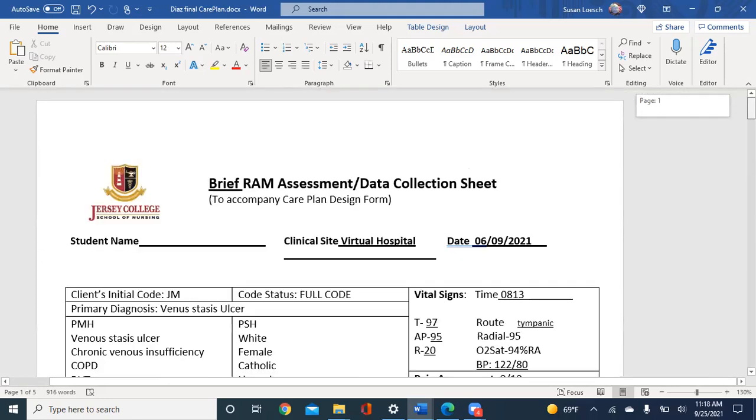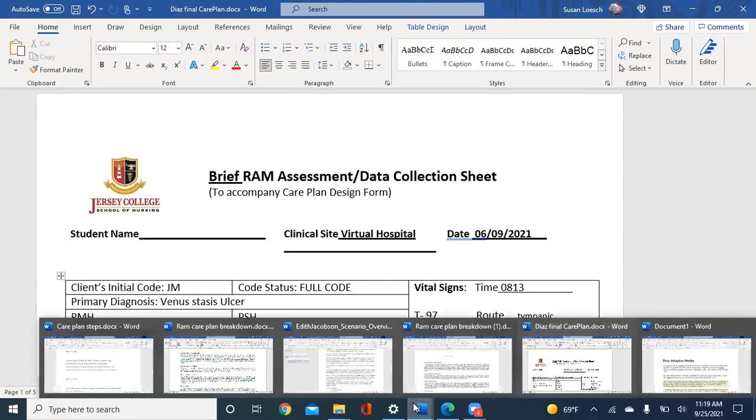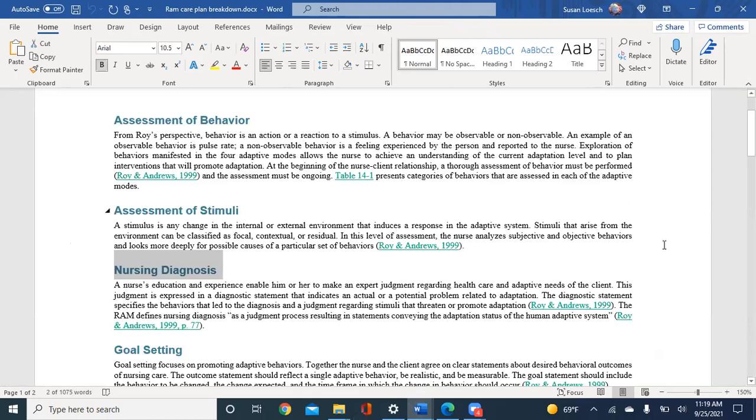Oh, I think I took it off of this one. I might have it in another page. It's physical mode, self-concept mode, role function, and interdependence. Great, thank you. So the second one is that psychosocial component, that's self mode, okay? How am I accepting this as a person? And the third one was what? I'm sorry, tell me again.